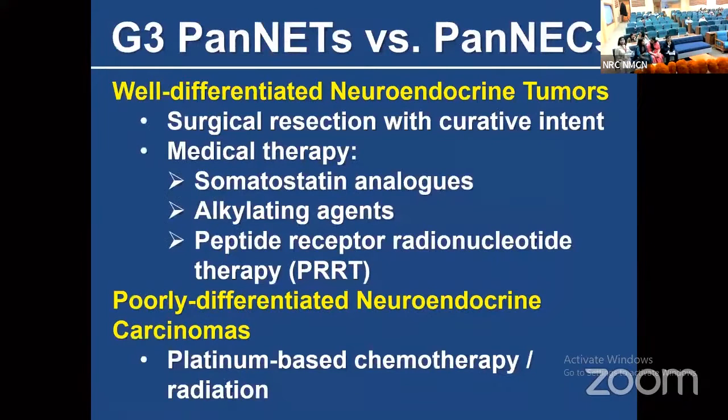However, probably the most clinically relevant distinction has to be between grade 3 well-differentiated pancreatic neuroendocrine tumors and a poorly differentiated pancreatic neuroendocrine carcinoma. Patients with resectable, well-differentiated PanNETs respond well to surgical intervention with curative intent. For those patients with locally advanced or metastatic disease, medical therapy is the mainstay of treatment, which would include somatostatin analogs, sometimes mTOR inhibitors, alkylating agents, and peptide receptor radionuclide therapy, or SSTR2 inhibitors.